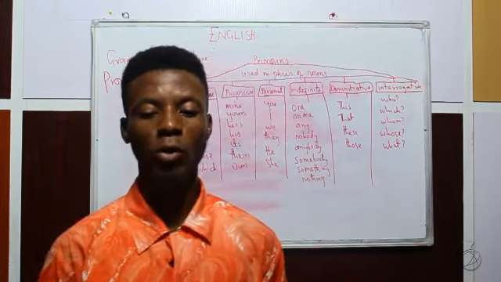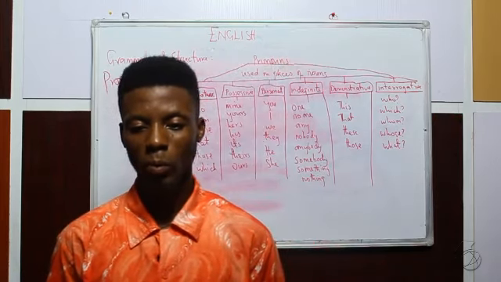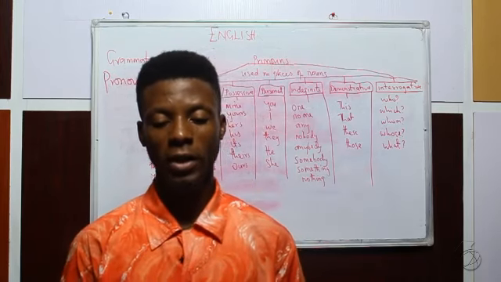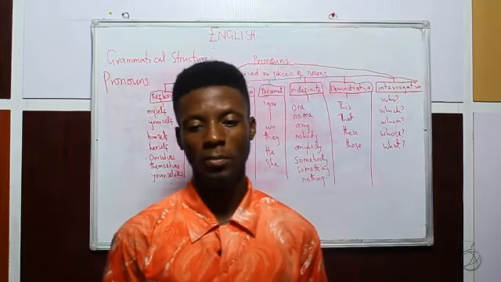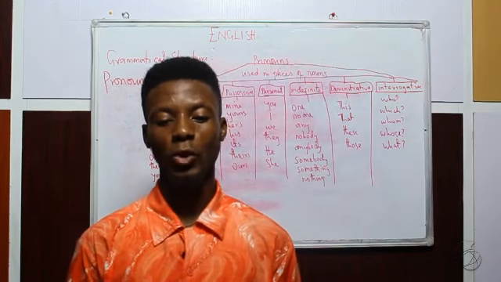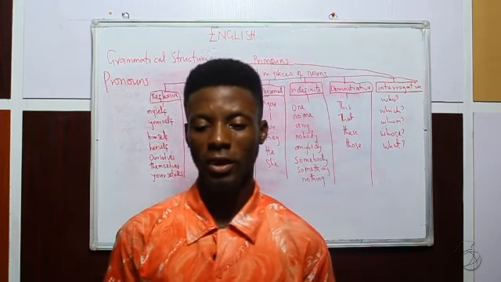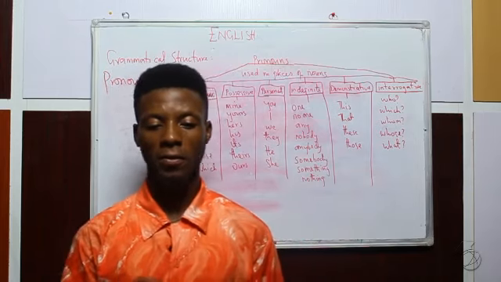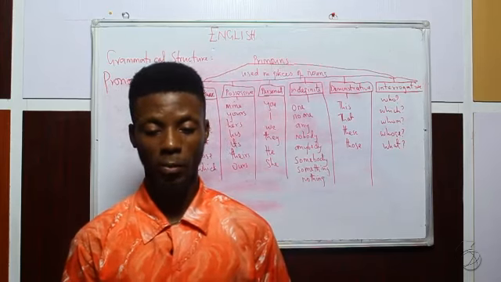Now let us go to the plural form of the personal pronoun. Under the plural form, we have the first person, the second person, and the third person. The first person personal pronoun, we have we. We have you in the second person, and in the third person, we have they. In the object form, we have us as the first person. As the second person, we have you. And as the third person, we have them.